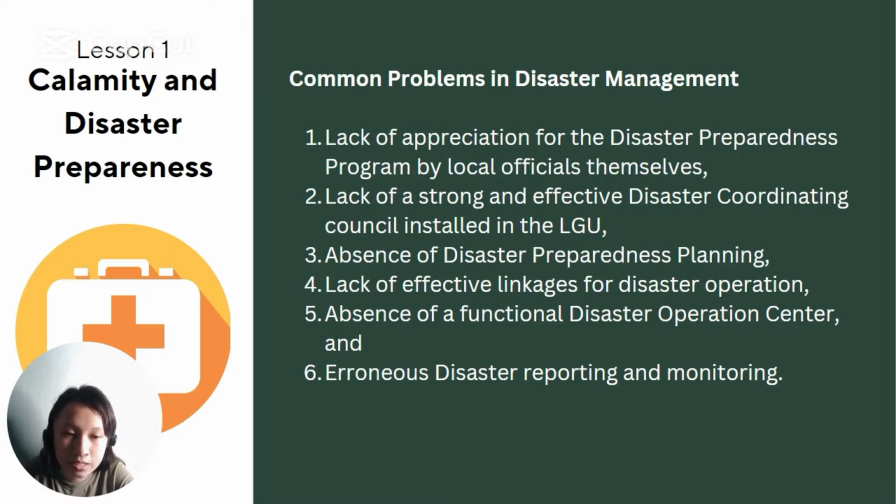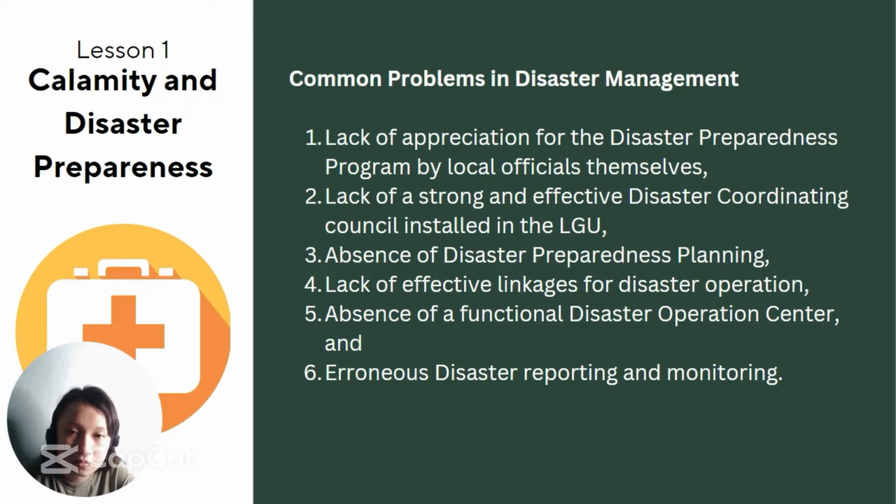And then number 3, non-existent disaster preparedness planning. This means you really have no plan to be prepared in case of a disaster. And then number 4, lack of effective linkages for disaster operations. So in case of a disaster, operations are not effective because they are not united.